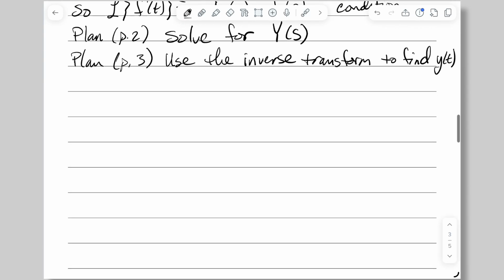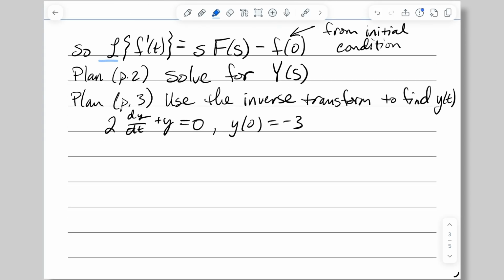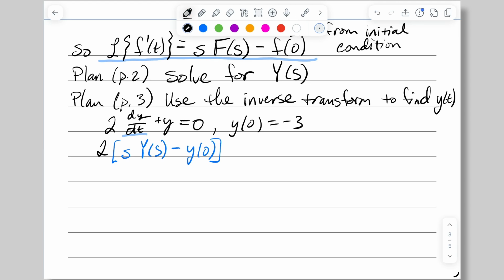So let's look at this process again. We had started with 2 dy/dt plus y is equal to 0, and the initial condition y of 0 is equal to -3. We have this formula for the transform of a derivative, and so we can replace dy/dt. We're applying the transform to both sides. We aren't replacing dy/dt. It will look like s times Y of s, because that's the function we're dealing with, y, minus y of 0. Now 2 is in front of that whole thing, so be mindful of that.